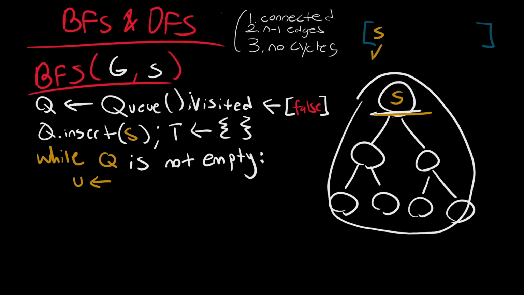So let's go ahead and begin to start popping those things out. So we're gonna say queue dot pop, to pop out the next entry. So we're taking out this S and putting it into U.